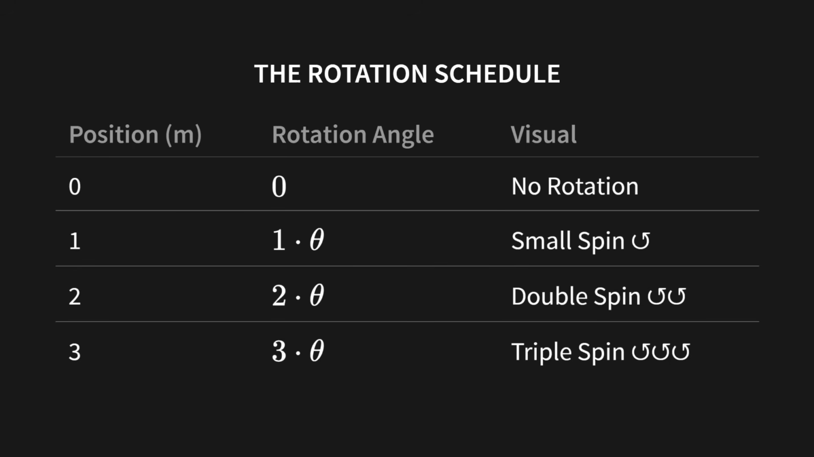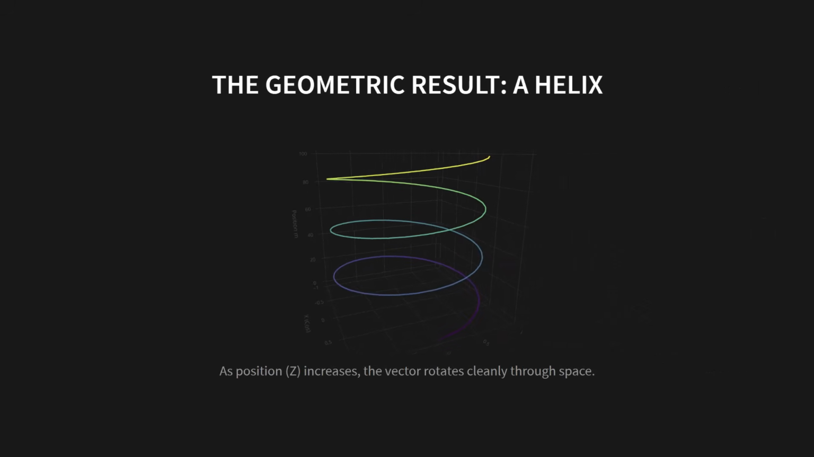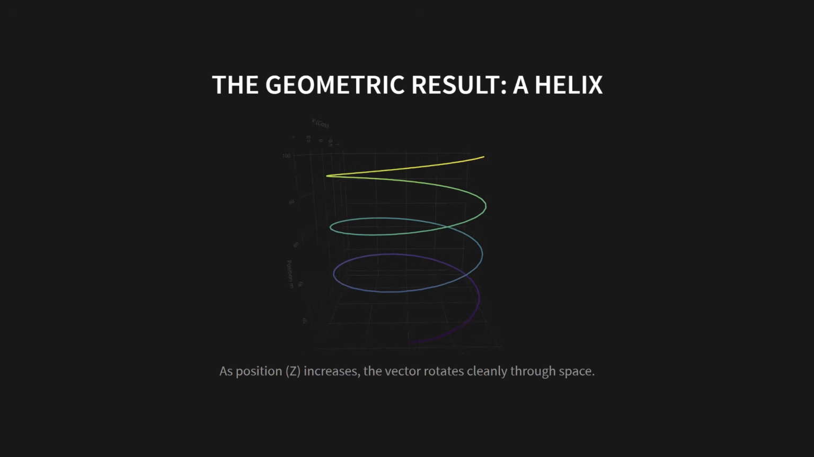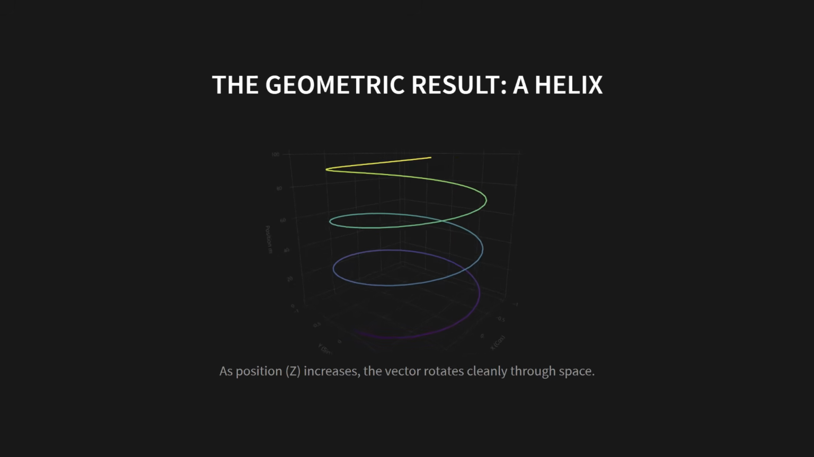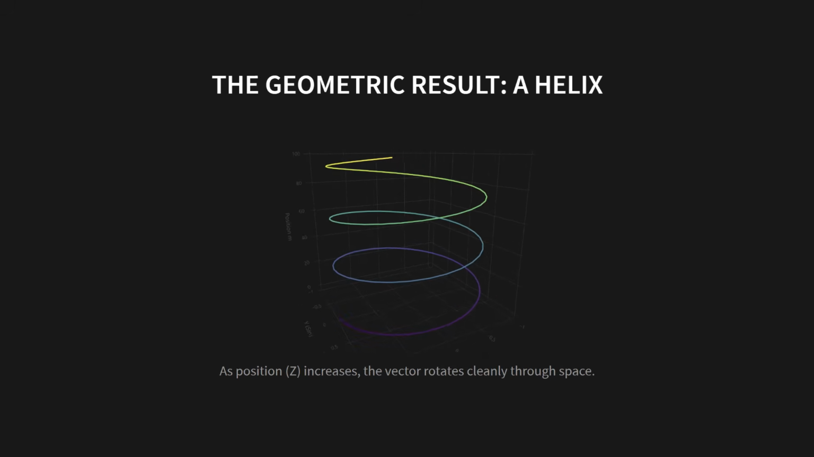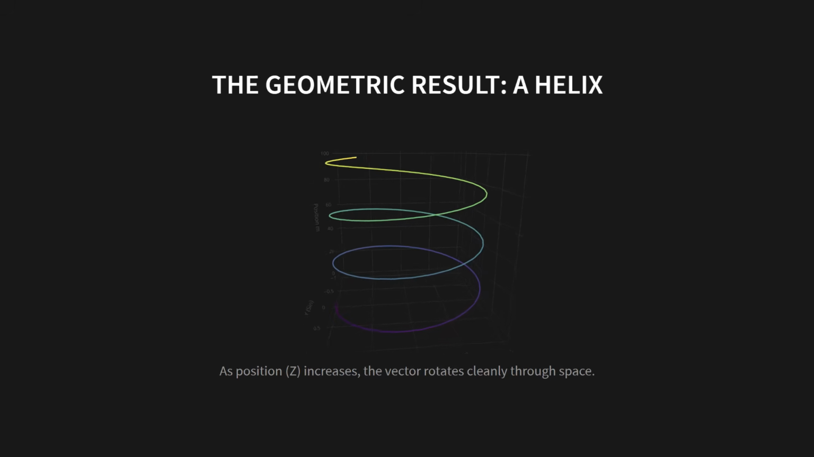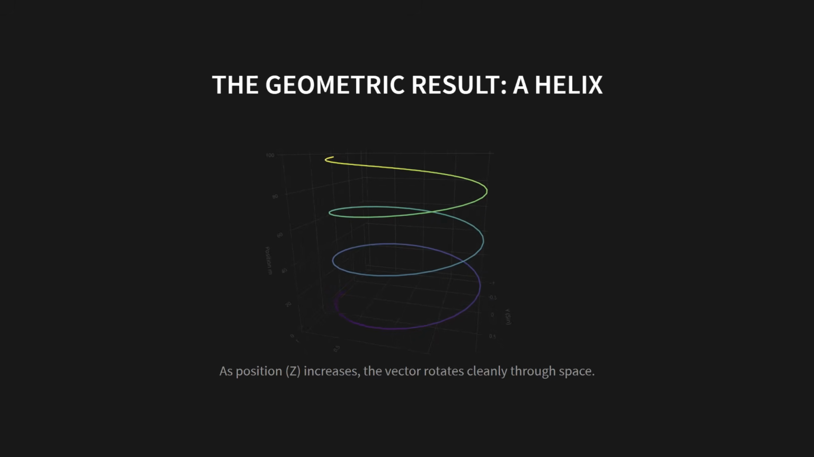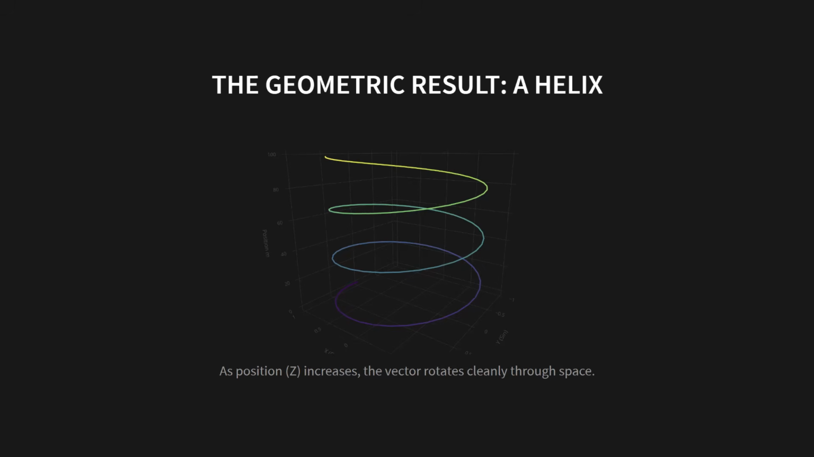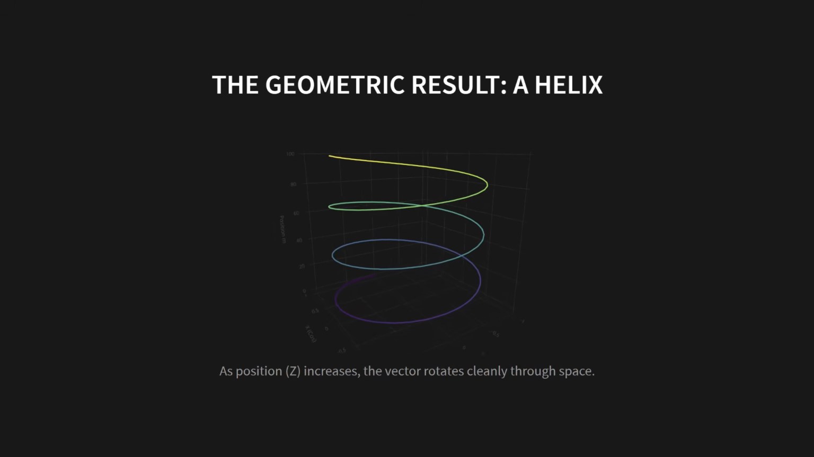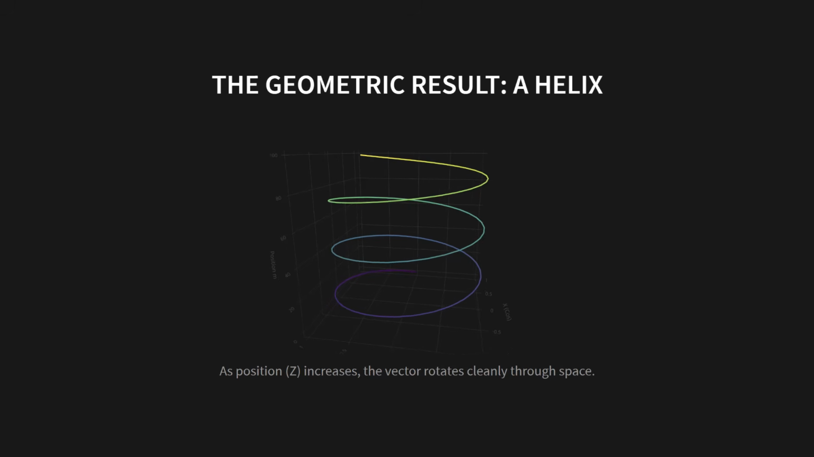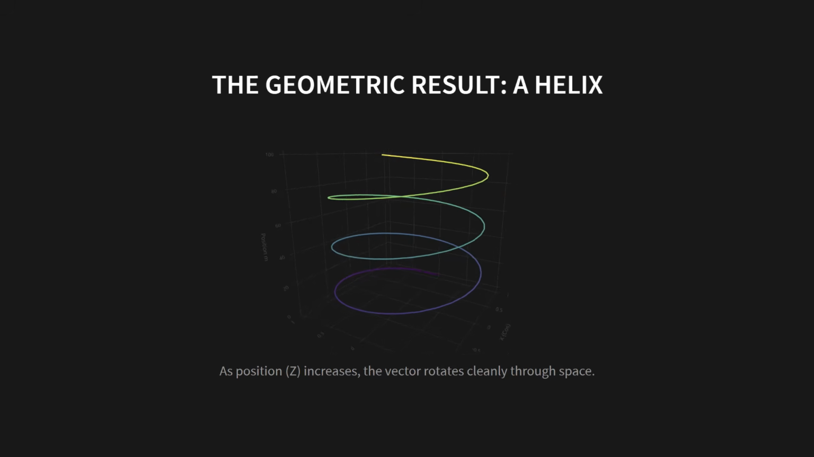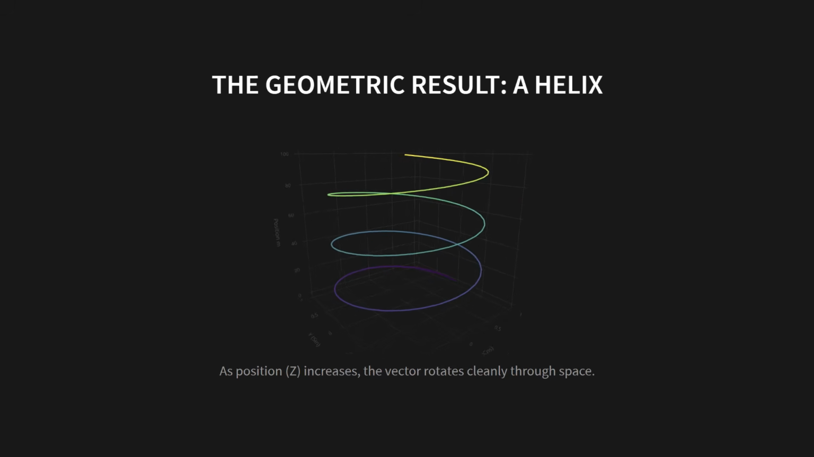And when you visualize this, what do you get? You get this beautiful geometric shape, a helix. As you can see in this animation, as the position, which is the z-axis, increases, the vector rotates cleanly through the xy plane. Each step up in position corresponds to a predictable twist in the spiral. It's an incredibly elegant way to map a discrete sequence of positions onto a smooth, continuous geometric path.